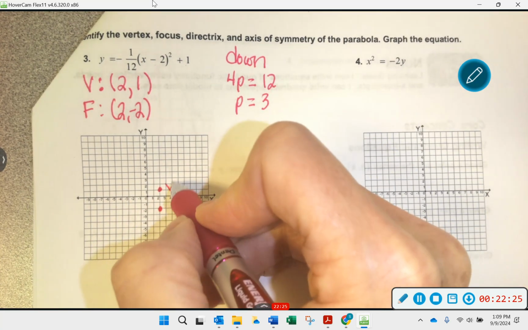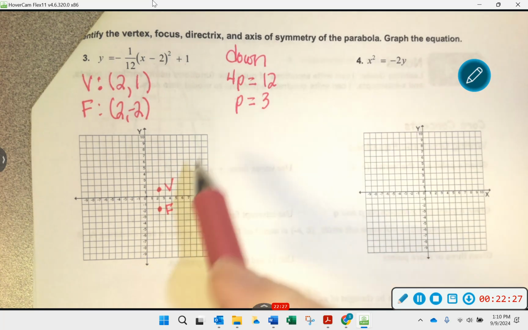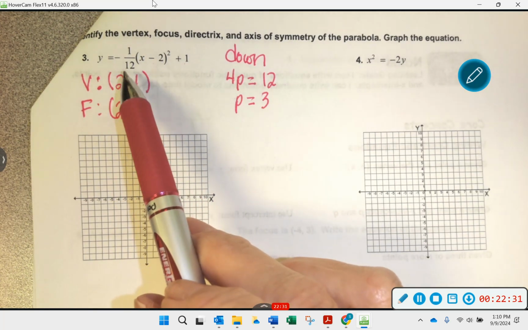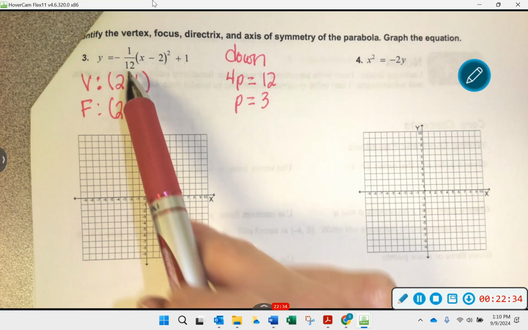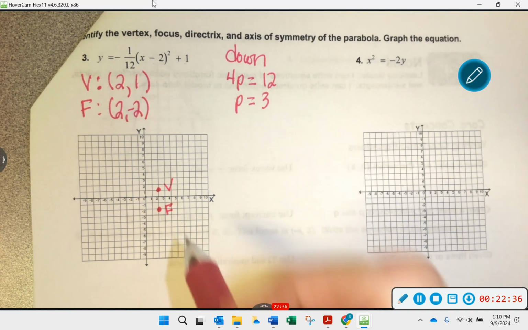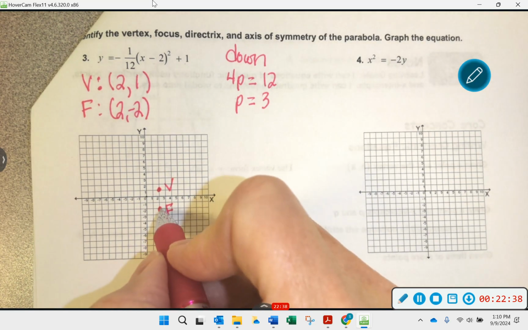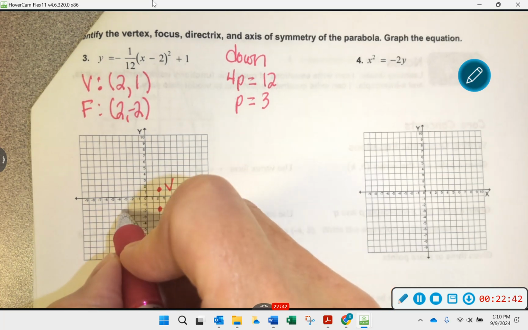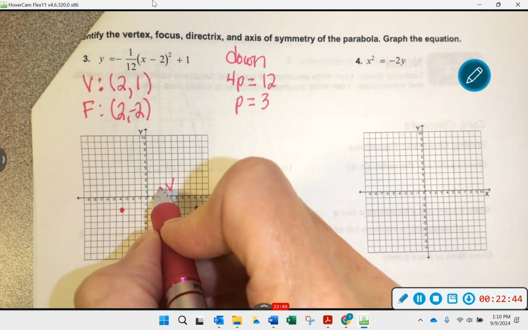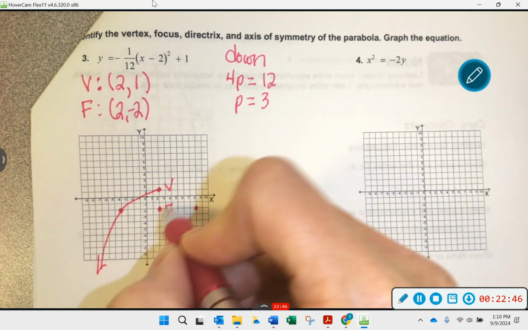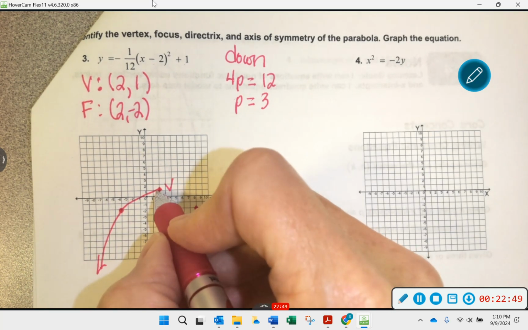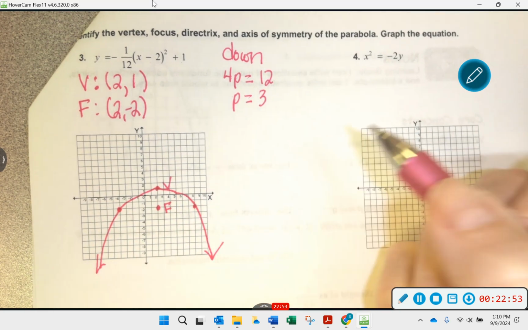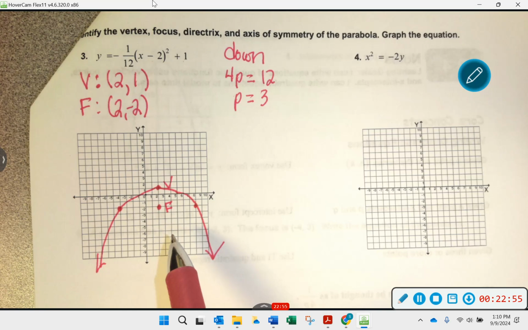Now here was my vertex, here is my focus. I want to make a good graph. So I know it's got to be 12 units wide through that focus. Here's my focus. I have to go 12 units total. So I'm going to go right 6 and left 6. This is going to make me a really nice graph. I don't even have to plug in points or do anything. All right, looks good.